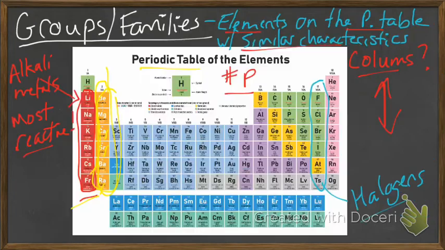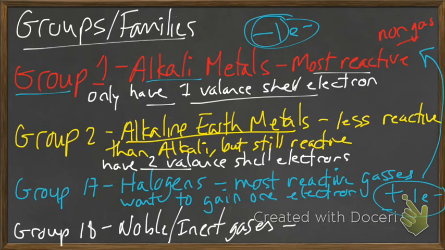The last group, group 18, right here, these are the noble gases. Also known as inert gases, these are non-reactive. And these have a full valence shell.